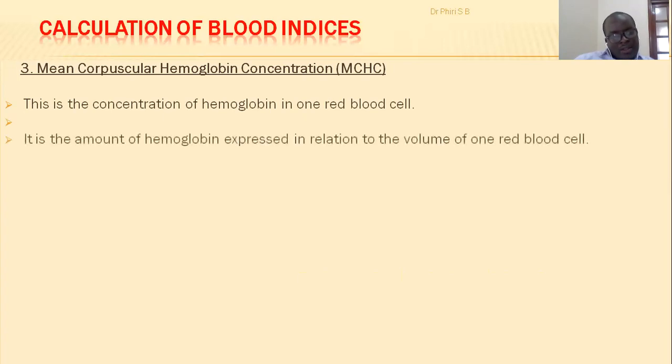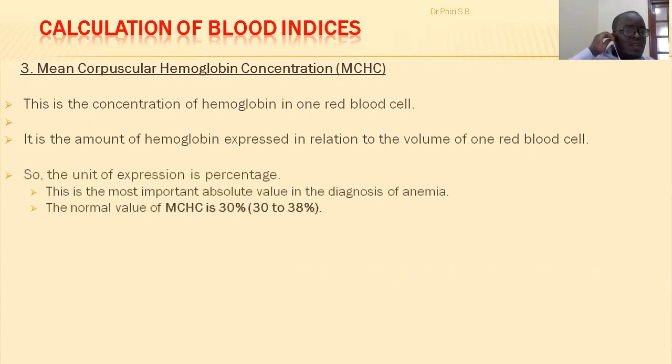In other words, it is the amount of hemoglobin expressed in relation to the volume of one red blood cell, like I said. So the units here are expressed in percentage form. And you need to note that this is the most important absolute value in diagnosis of anemia. This question can come in MCQs. So mean corpuscular hemoglobin concentration, MCHC, is the most important absolute value in the diagnosis of anemia.